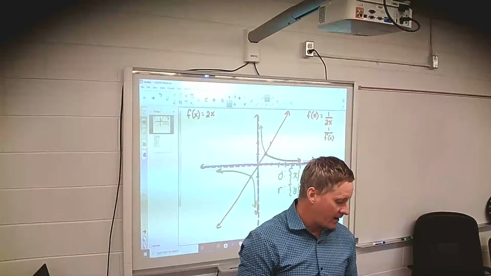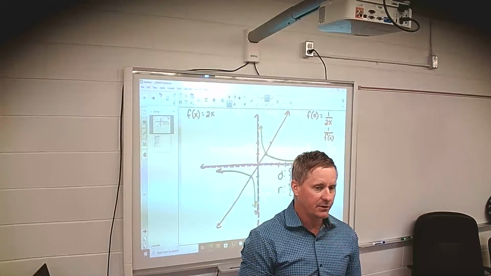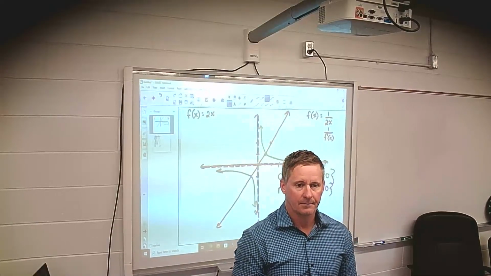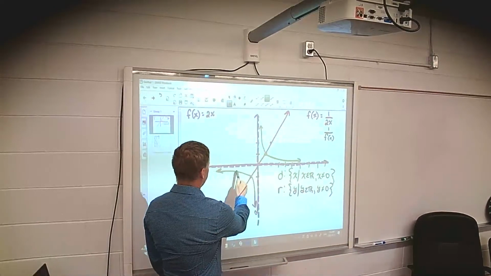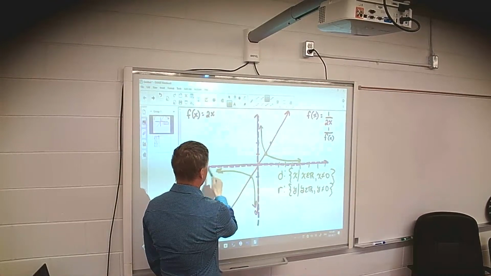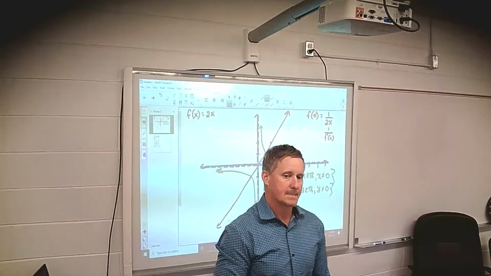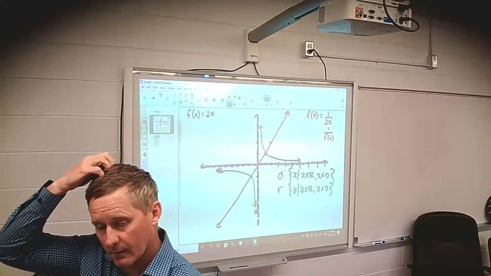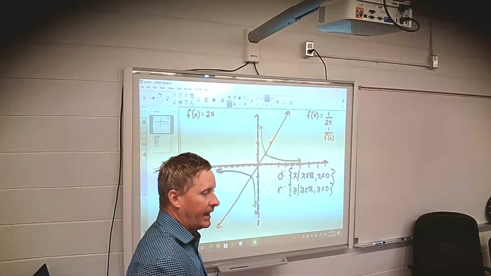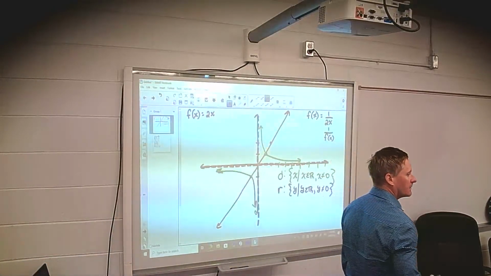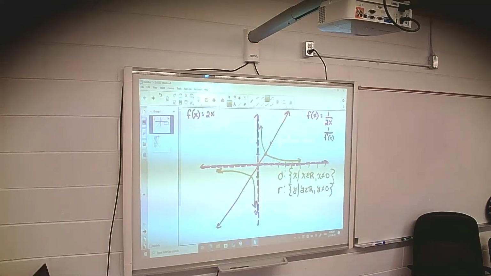What happens to the y value as x decreases in value? So what's happening here? X is decreasing, getting smaller this way. What's happening to the y? Same thing, right? Decreases. Okay? Invariant points. What are the two coordinates that are on the red line and the green line?